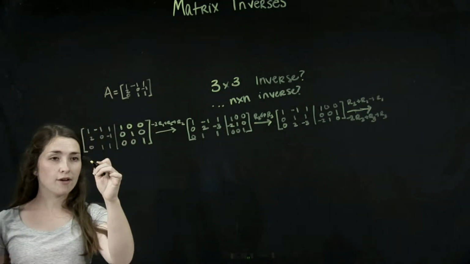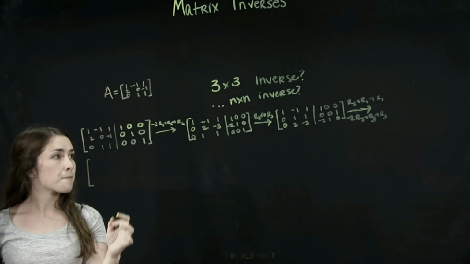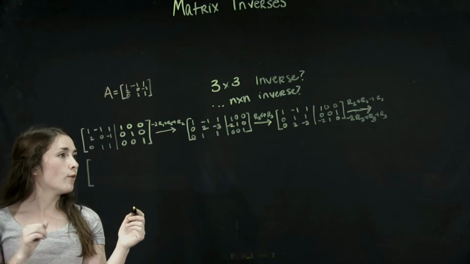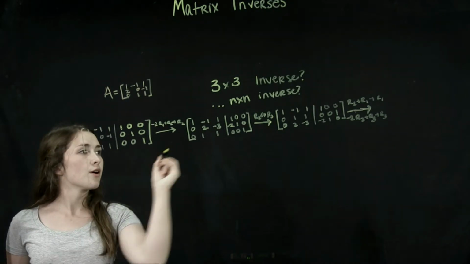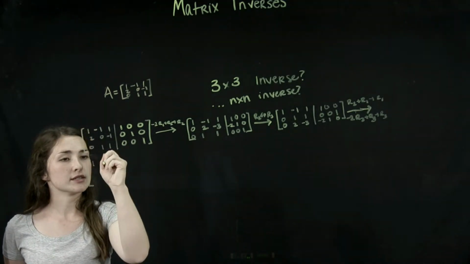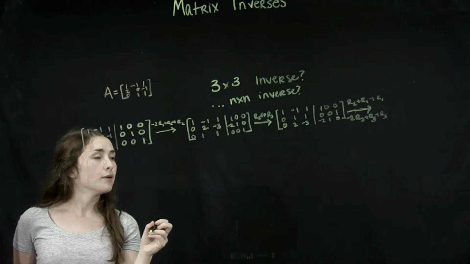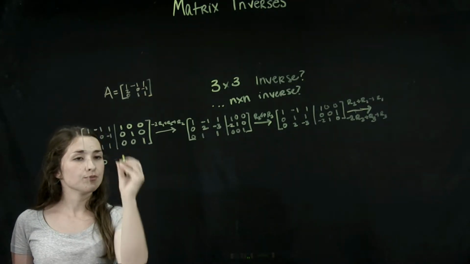So now we will have, we're adding row 1 and row 2. So 1 plus 0 is 1, -1 plus 1 is 0. 1 plus 1 is 2.